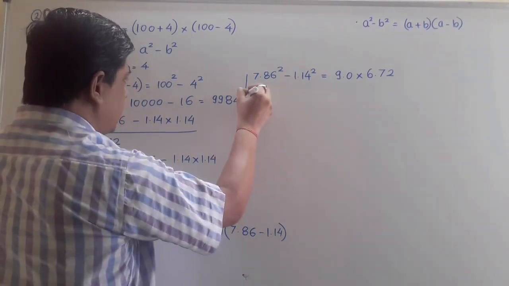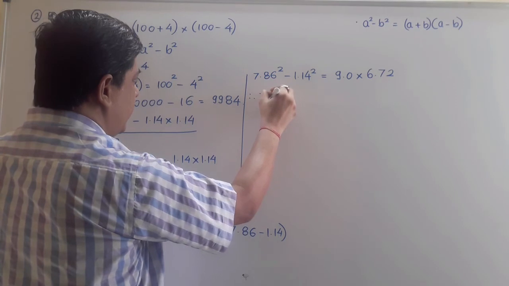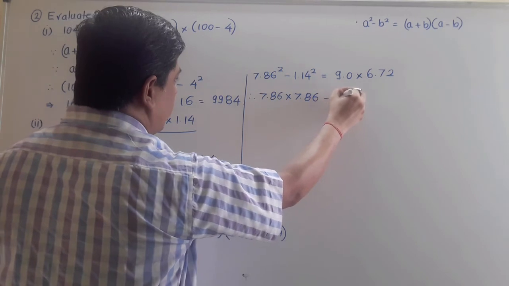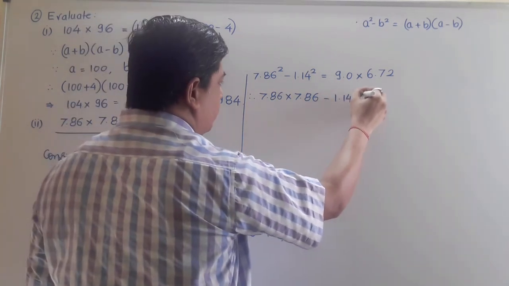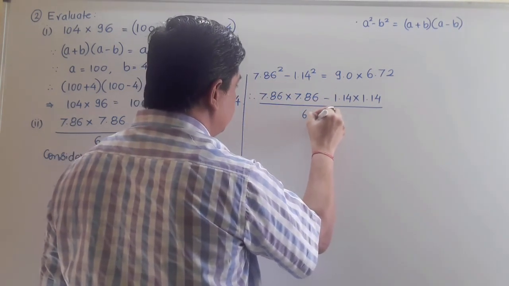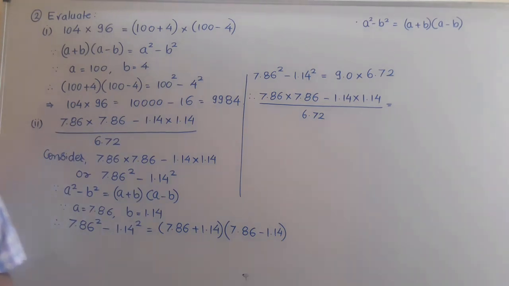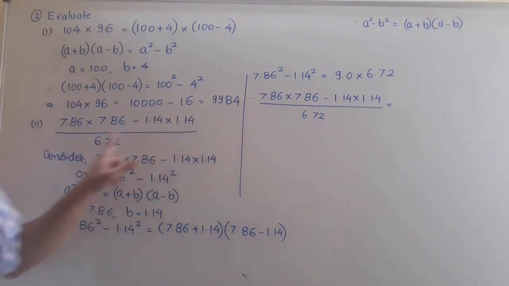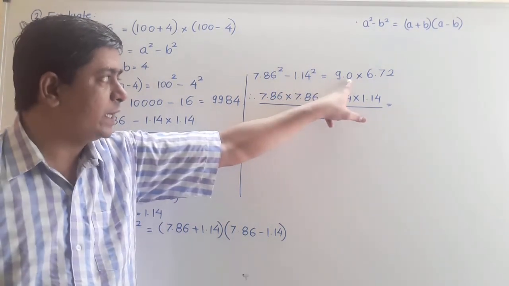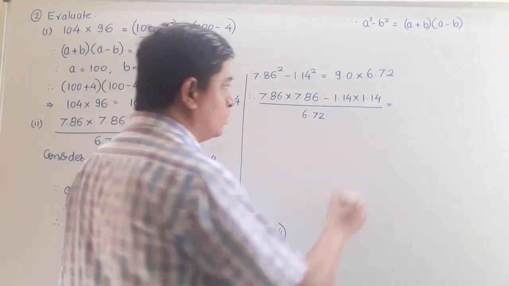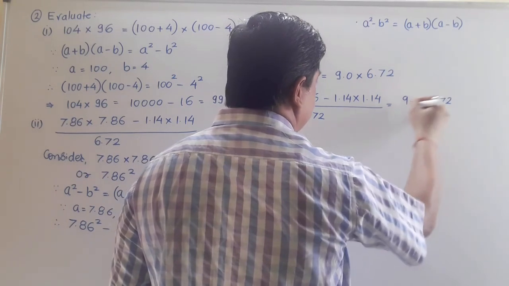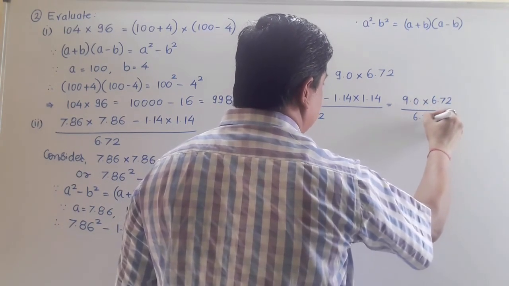So we can say that therefore 7.86 minus 1.14 into 1.14 divided by 6.72. This value I am finding here. See, this whole numerator is equal to this one, and this value I got here, 9.0 into 6.72. So its value I will keep here, 9.0 into 6.72 divided by 6.72.